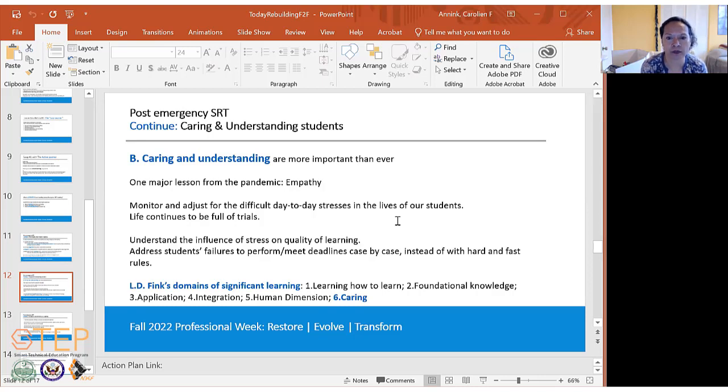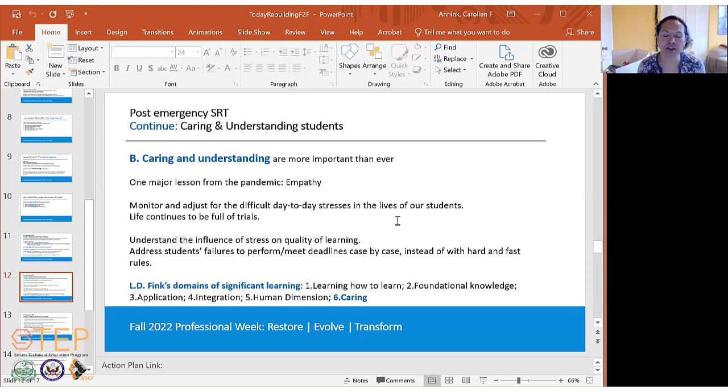Stress inhibits learning. So if you are a very strict professor, very strict teacher, maybe think about the human side of your student and try to see every case of maybe a late submission. Try to talk to the students individually and understand, and maybe be a little bit more flexible.